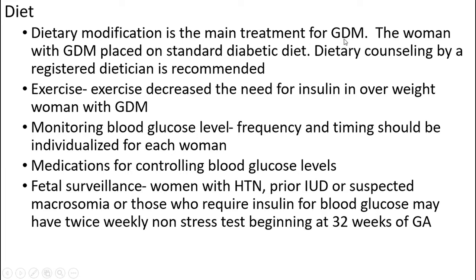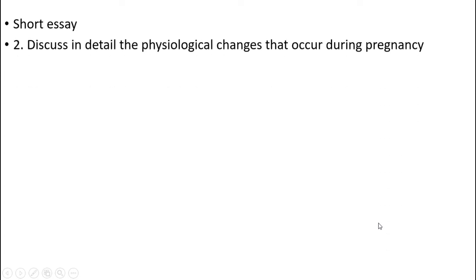Diet. Diet modification is the main treatment of GDM. The patient is placed on standard diabetic diet. Dietary counseling by a registered dietitian is recommended. Exercise. Exercise decreases the need for insulin in overweight women with GDM. Monitoring of blood glucose level: the frequency and timing should be individualized for each woman. The medications for controlling blood glucose levels and fetal surveillance: women with hypertension, prior intrauterine death, suspected macrosomia, or those who require insulin for blood glucose may have twice weekly non-stress tests beginning at 32 weeks of gestational age.